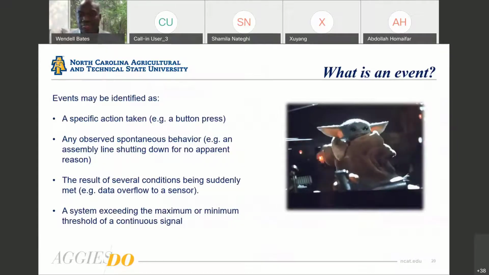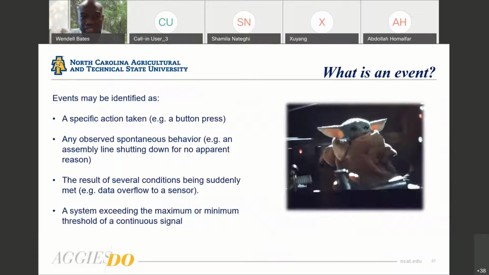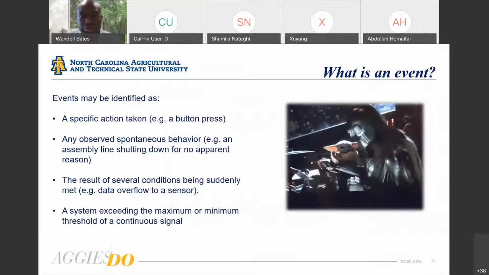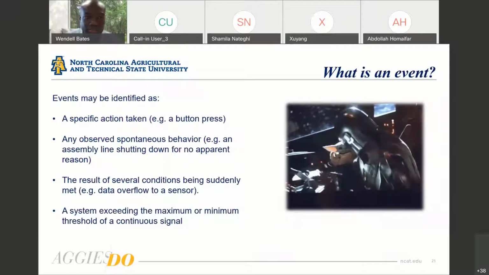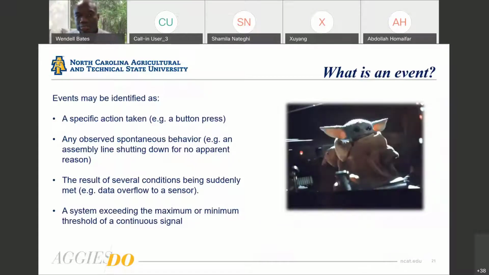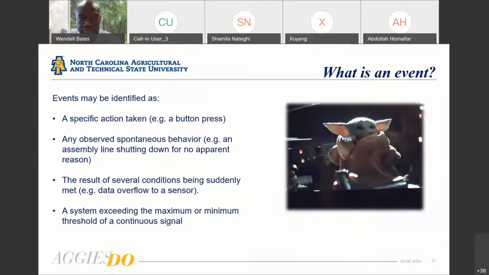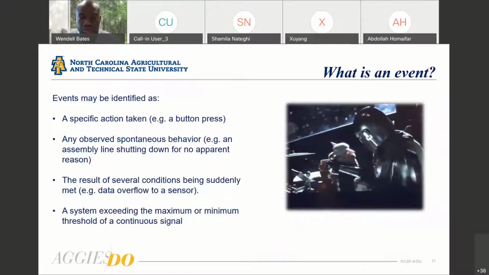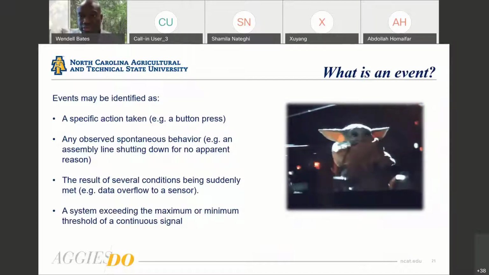And so what is an event? An event can be any specific action taken within the system, like a button press, as you can see Baby Yoda pressing the button when he's not supposed to. It can be any observed spontaneous behavior, such as an assembly line shutting down for no apparent reason, all the way to a system exceeding the maximum or minimum threshold of a continuous signal.